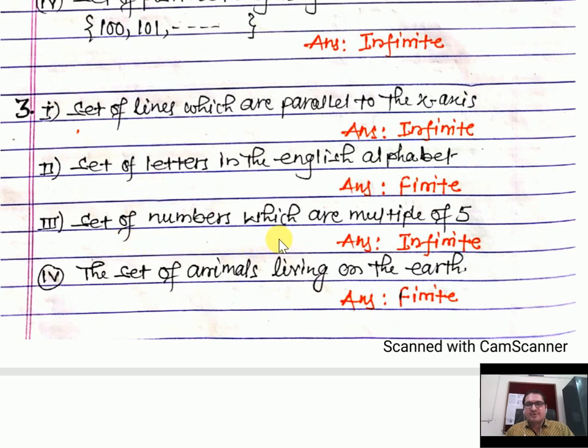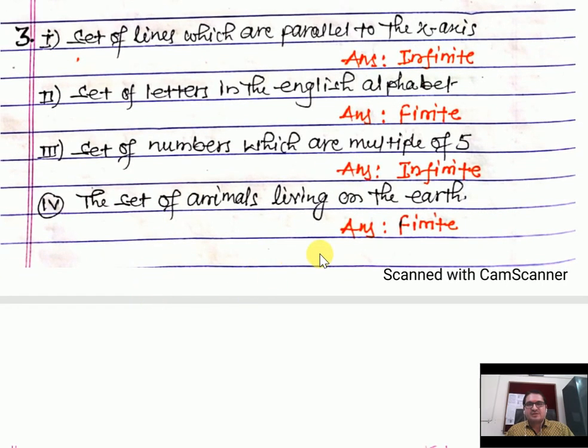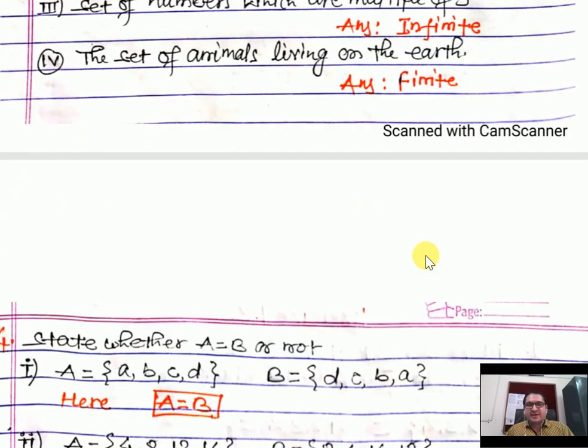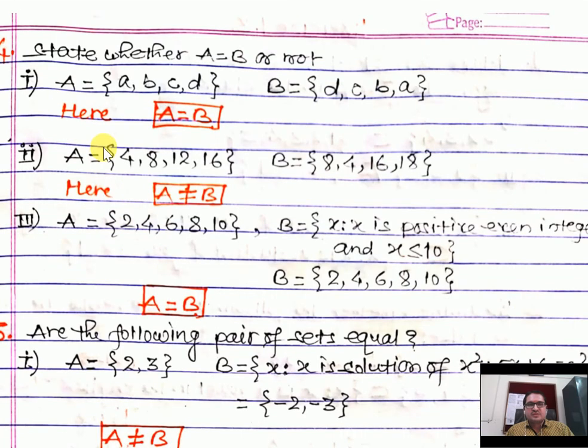Set of numbers which are multiples of 5. 5 times 1 is 5, 5 times 2 is 10, 5 times 3 is 15, 5 times 4 is 20, 5 times 5 is 25. You can write infinite terms over here. So this is called an infinite set. Similarly, fourth one, the set of animals living on the earth. This is also defined, and you can write them. So this is finite.